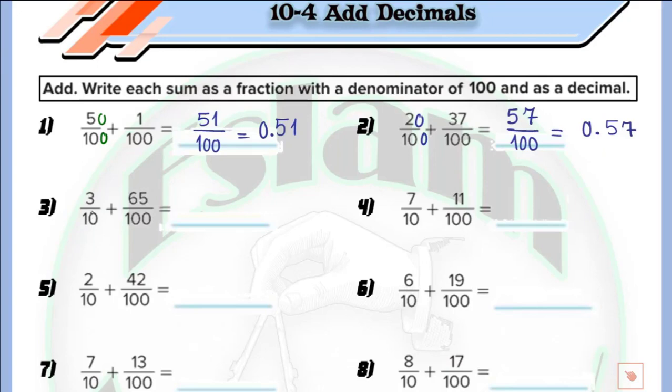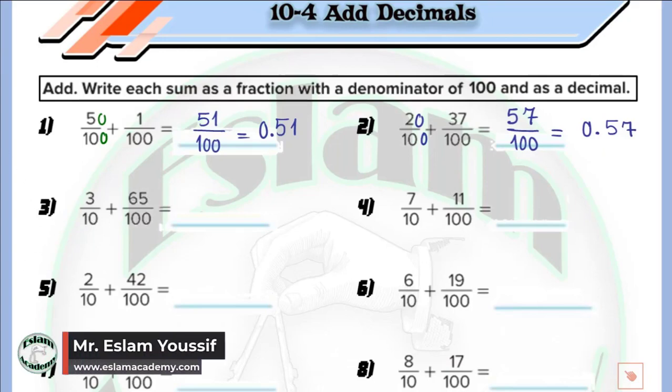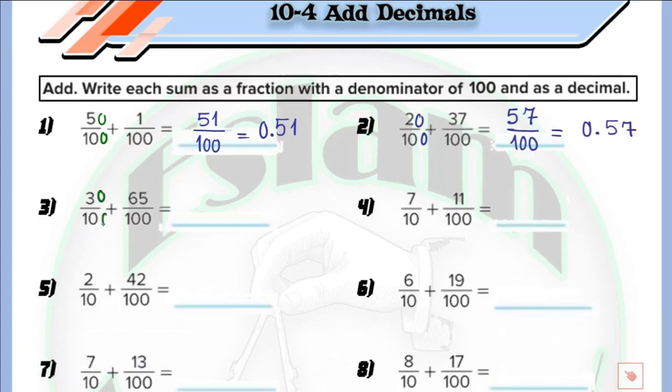In question number 3, we have 3 over 10 plus 65 over 100. Now we can't add them because they have different denominators. To make the same denominator, we just need to add 0 up and 0 down. That means you multiply up and down by 10. So now we have 30 over 100 plus 65 over 100. Because they have the same denominator, just write 100 down. Now you can add them.